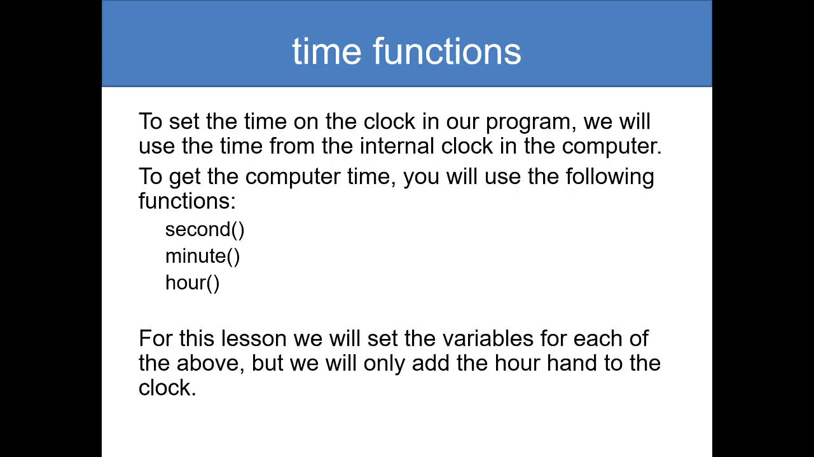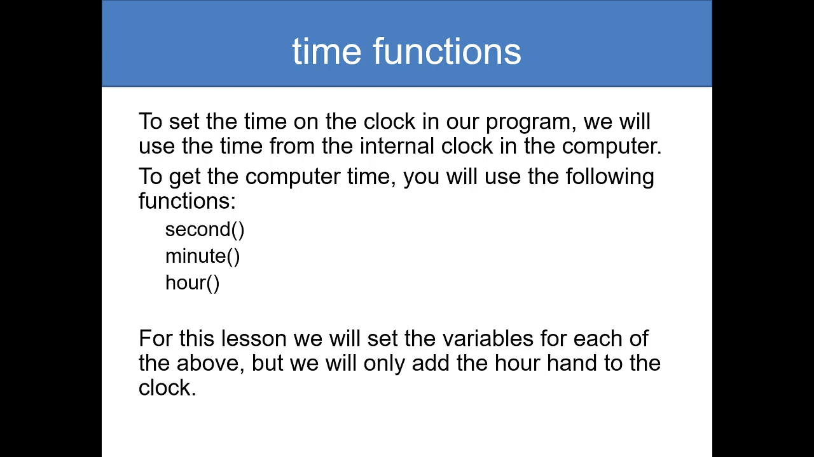To set the time of the clock in our program, we're going to use time from the internal clock of our computer. This typically gets updated via internet every once in a while. If you get a computer where the internal battery dies, you can run into errors from it not knowing the time. But every computer has some type of internal clock, and so we're going to be utilizing this.